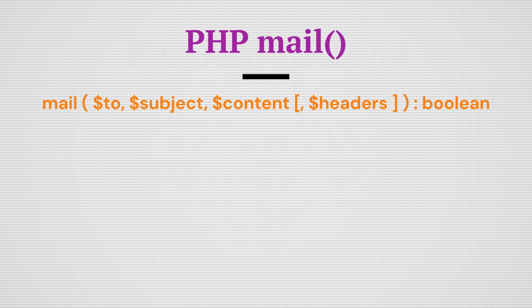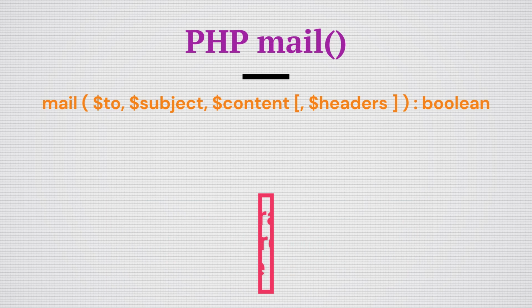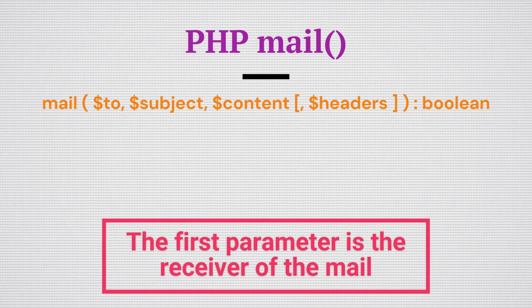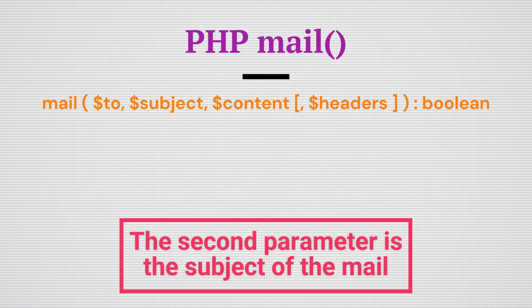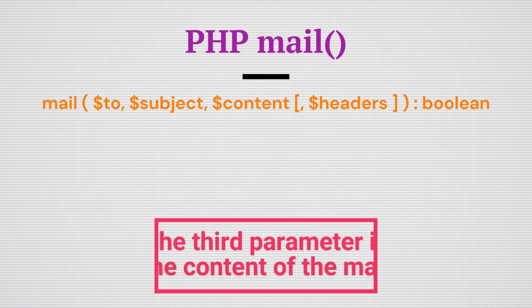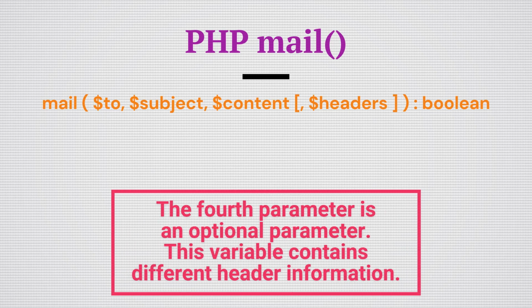First of all, see the structure or syntax of the mail function. From this syntax, we can understand a few things. 1. The PHP mail function contains 4 parameters. 2. The first 3 parameters are mandatory and the 4th parameter is optional. 3. The first parameter is the receiver of the mail. 4. The second parameter is the subject of the mail. 5. The third parameter is the content of the mail. 6. The fourth parameter is an optional parameter.